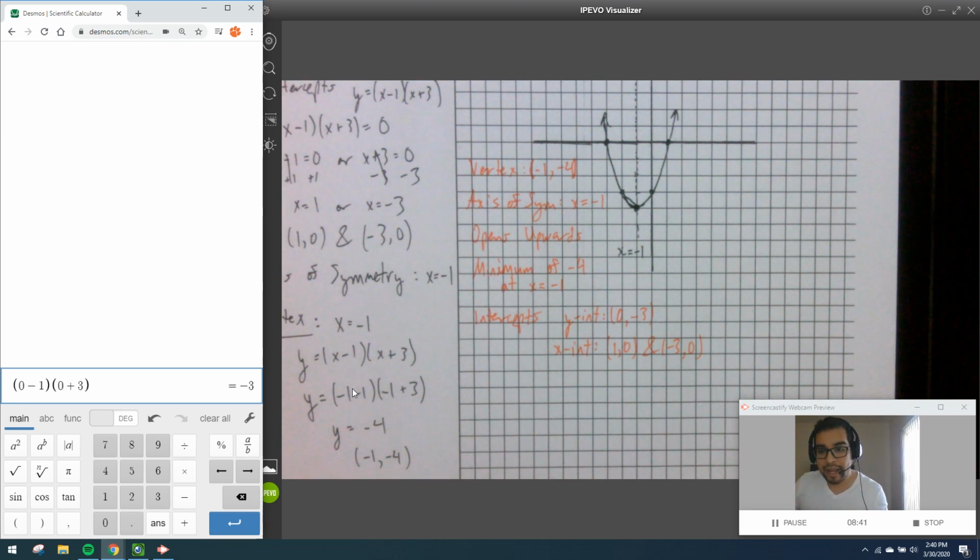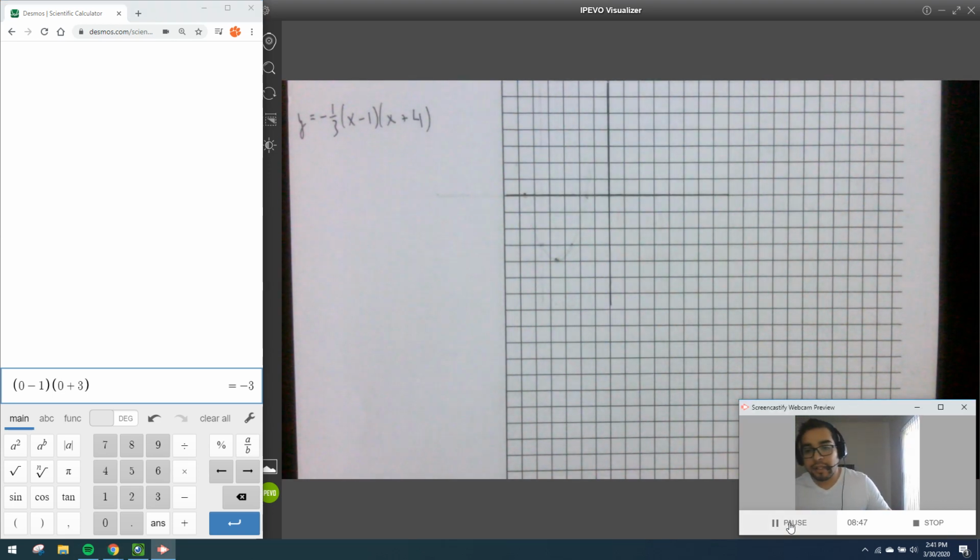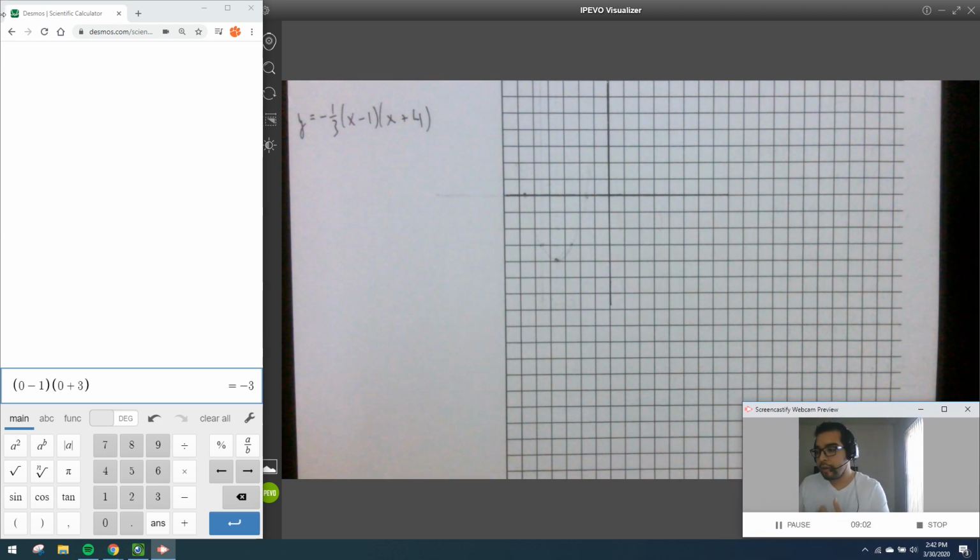Now let's go ahead, and I'm going to pause for a little bit so that way I can go ahead and get the next one ready. All right, let's go ahead and let's take a look at this quadratic here. I have y equals -1/3 times x minus 1, x plus 4. Okay, so let's go ahead and let's take a look at this quadratic.